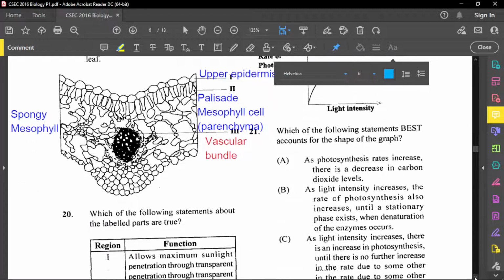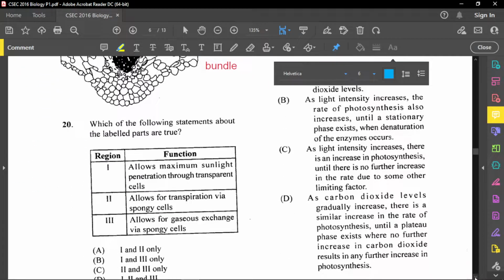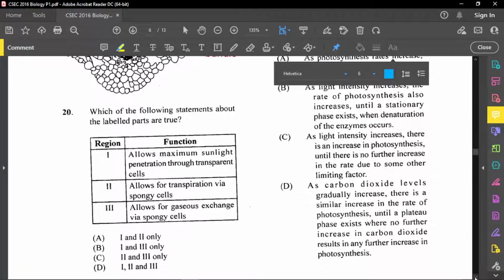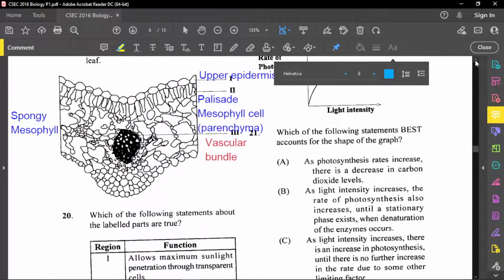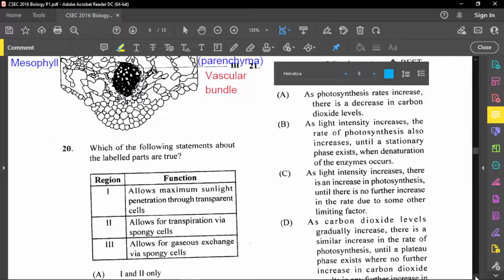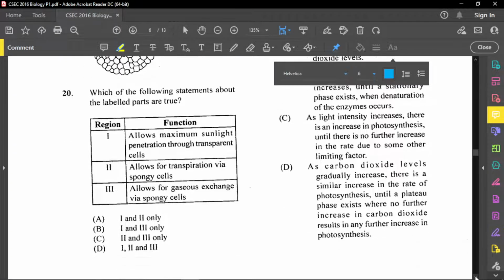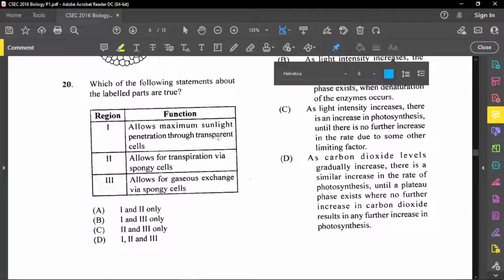It said, which of the following statements about the labeled parts are true? The first part, if we look at it, 1 is the upper epidermis, 2 is the palisade, and 3 is the vascular bundle. All right, let's go on to this now. It said that it allows maximum sunlight to penetrate through transparent cells.